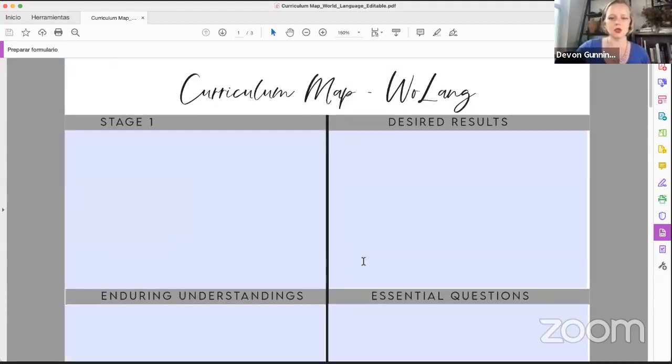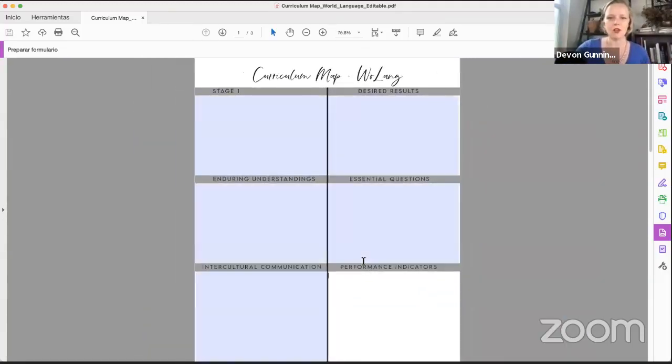Okay, so let me zoom out so that you can see the whole shebang of what we are working with here. When you go to this webpage and get this free download, you're going to see that there are 3 stages of this map. I bet you didn't know, but we're literally working with a map today with French 1.